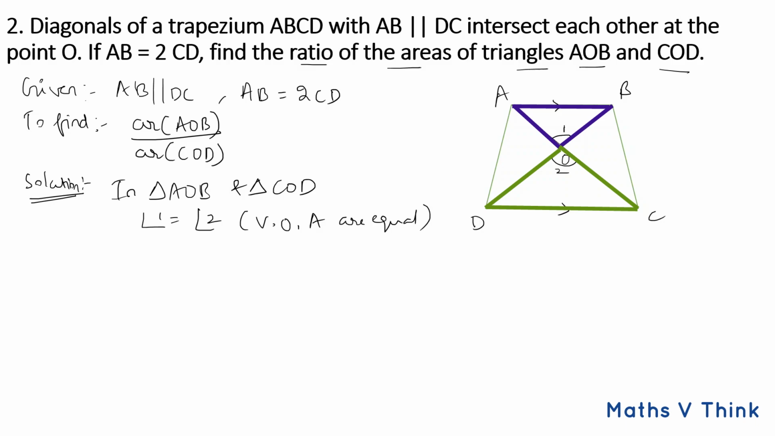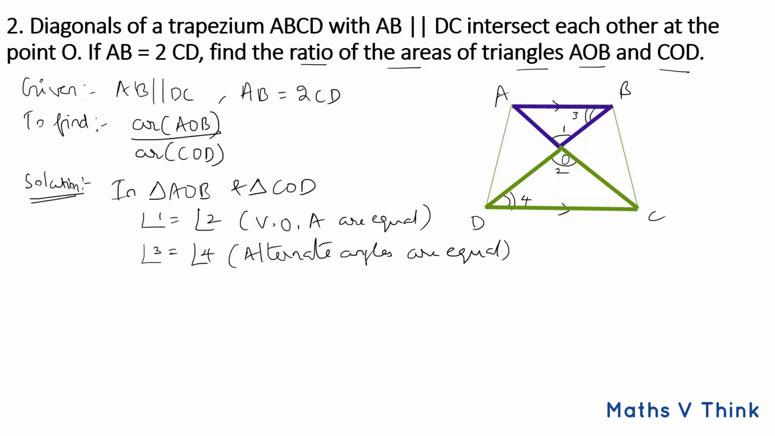Same way, AB is parallel to DC. So can I tell their alternate angles will be equal? So I'll mark this as 3, this is 4. So angle 3 is equal to angle 4. Alternate angles are equal.